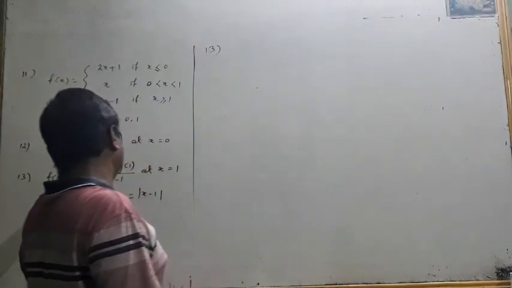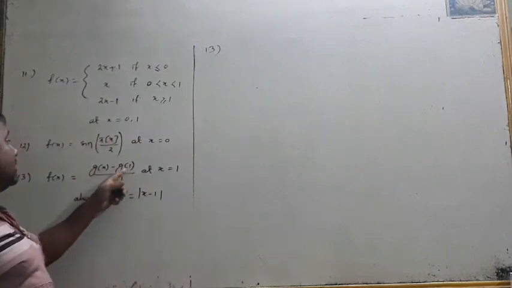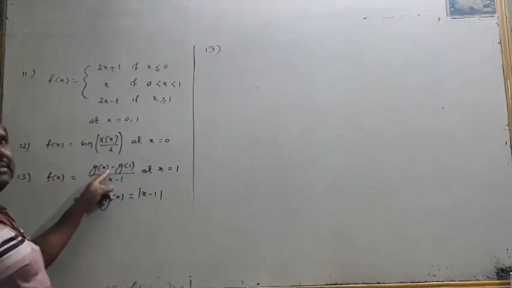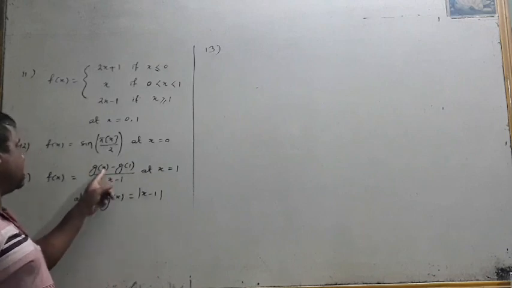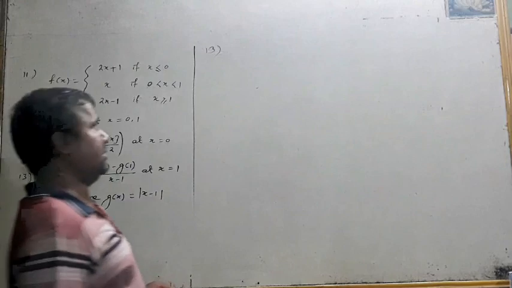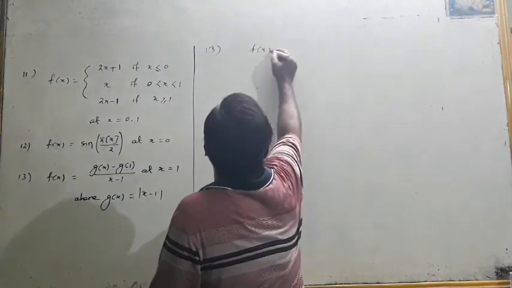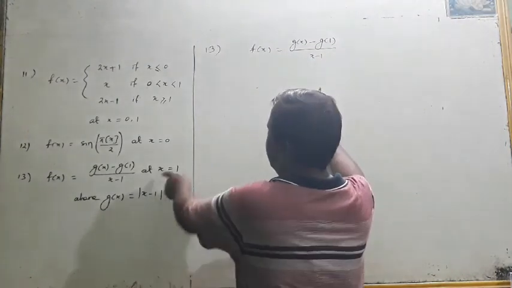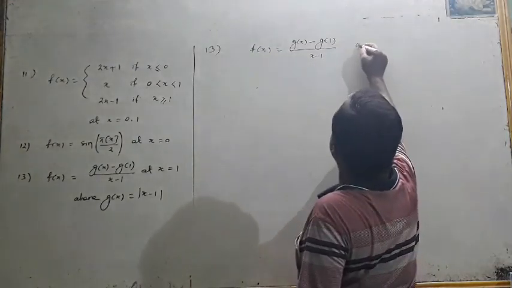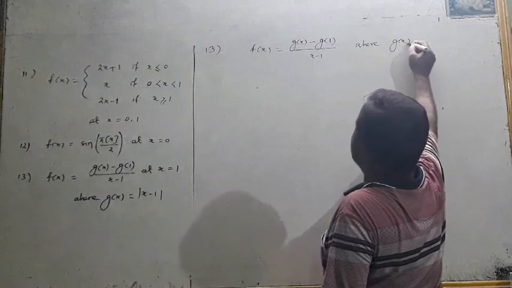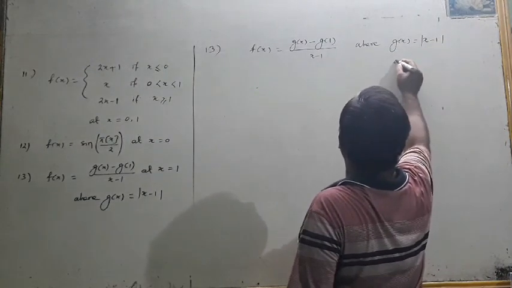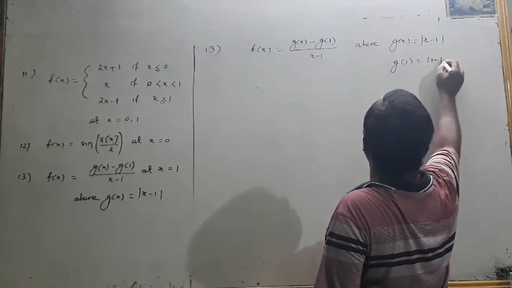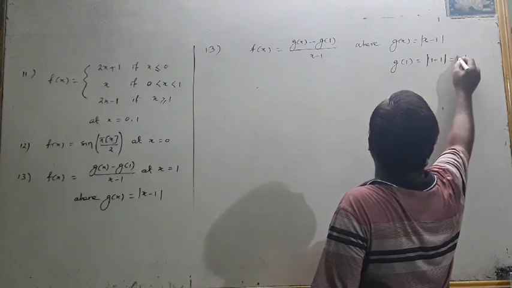Now look at this function. Here f(x) is (g(x) - g(1))/(x - 1). Here f(x) is a function, and inside it is also a function. First we have to find the value of g(1), then only we proceed. Here f(x) is (g(x) - g(1))/(x - 1), where we have to test at x equal to 1, where g(x) is |x - 1|. Then tell me what is g(1)? If we put x as 1 here, it is |1 - 1|, which is |0|, it is 0.